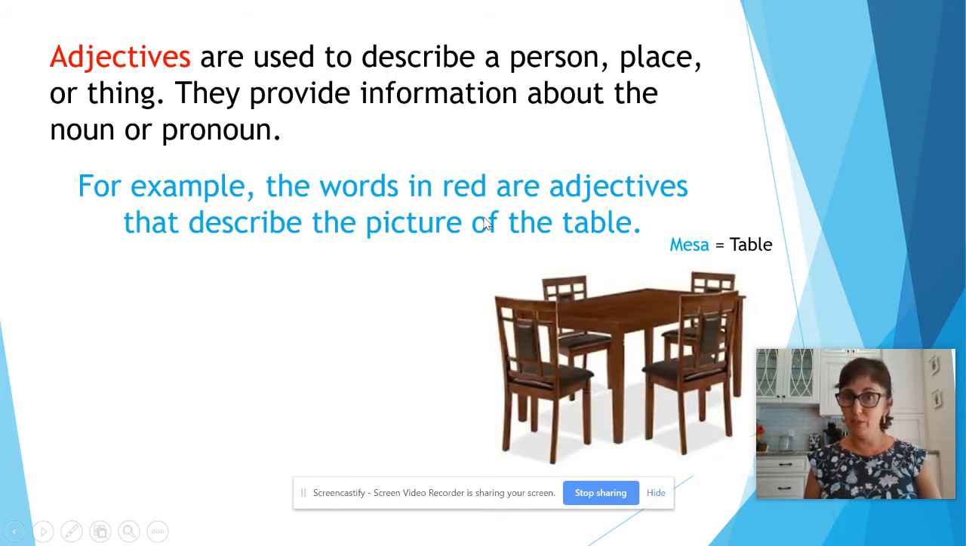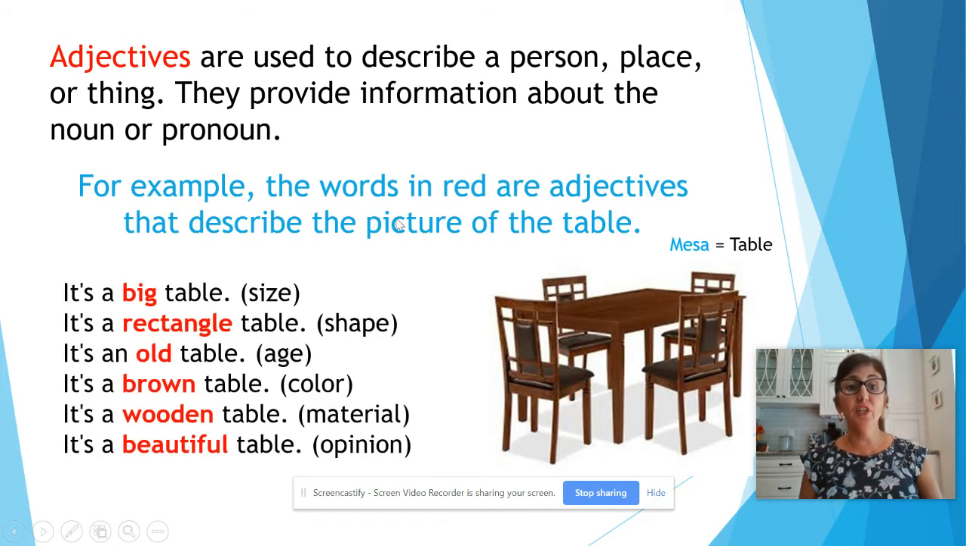Well, let's get the table up and look at these words right here in red. It's a big table. Good. That means we're just talking about the size of the table. Big table is describing the table. It's a rectangle table. It's giving the shape. It's an old table, giving the age.